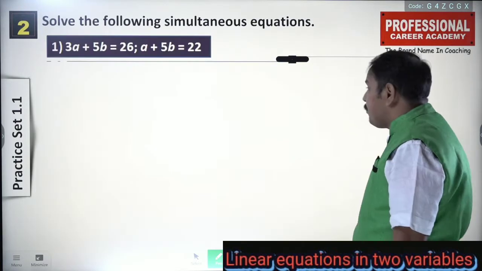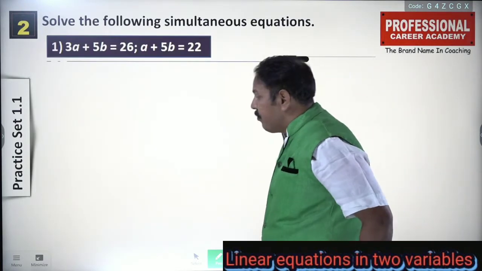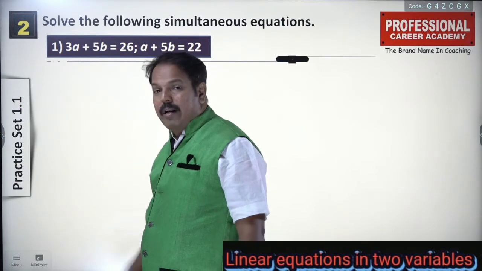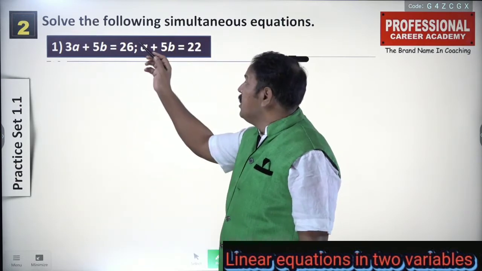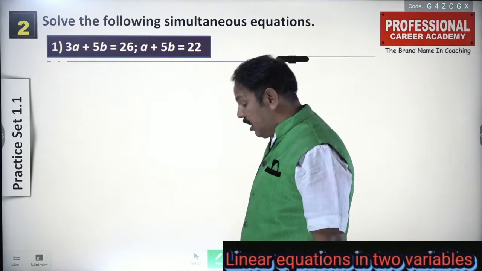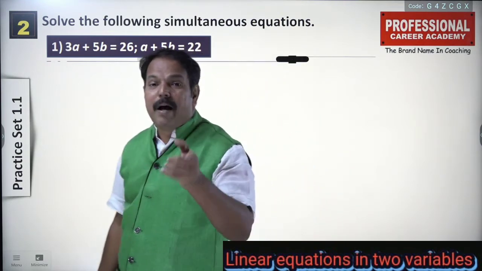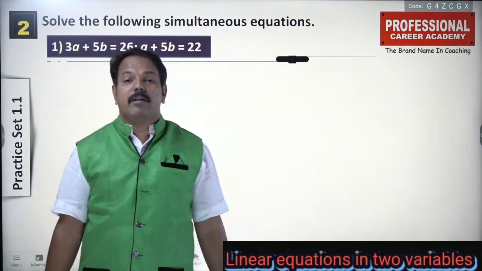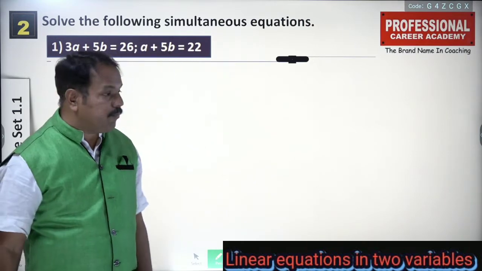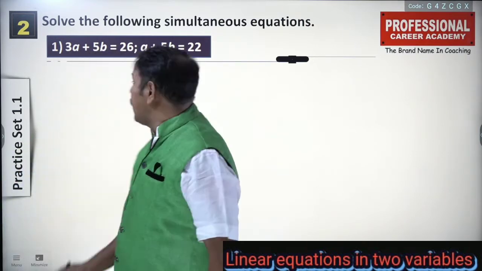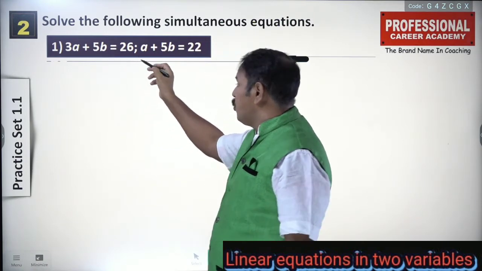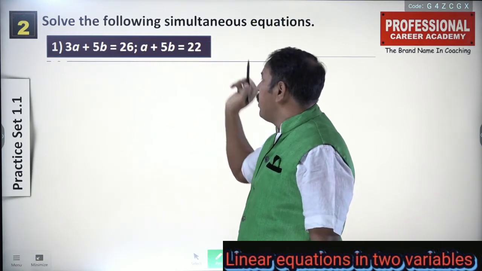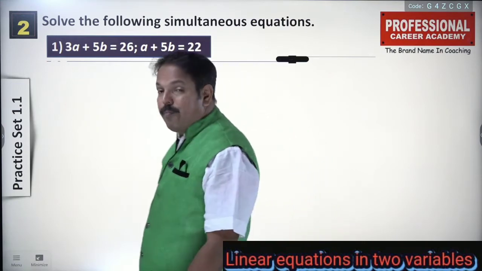Now the next one. Solve the following. This is practice set 1.1 from your textbook. What is the question? Solve the following simultaneous equations by the elimination method, or we can say the substitution method. So see here, what are the simultaneous equations? 3a plus 5b is equal to 26 and a plus 5b is equal to 22.